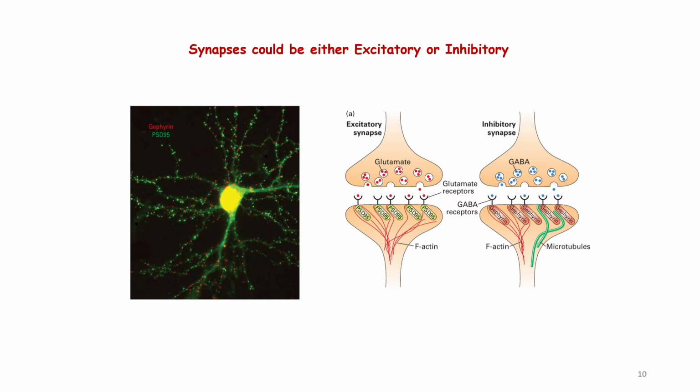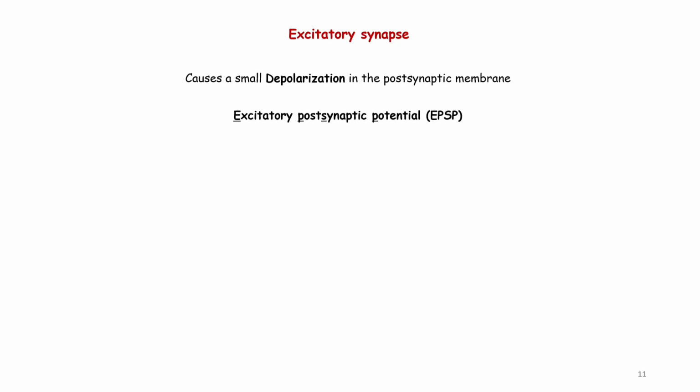The PSD95 helps in the clustering of glutamate neurotransmitter receptors, and glutamate acts as an excitatory neurotransmitter. And gephyrin helps in the clustering of gamma-aminobutyric acid, or GABA, neurotransmitter receptors, or glycine, which acts as an inhibitory neurotransmitter. Basically, the excitatory synapse causes small depolarizations in the postsynaptic membrane, and the resulting membrane potential change is called excitatory postsynaptic potential, or in short EPSP.